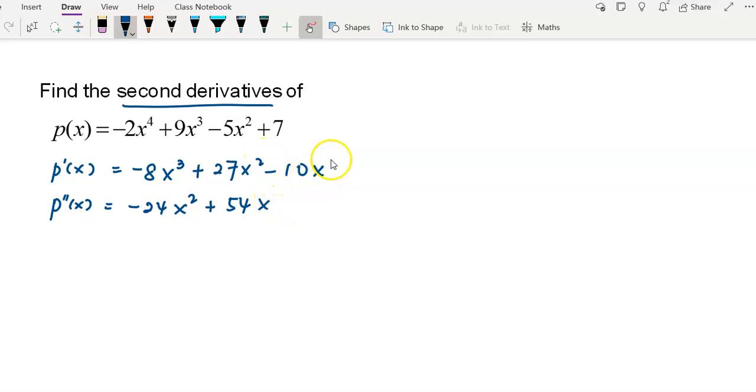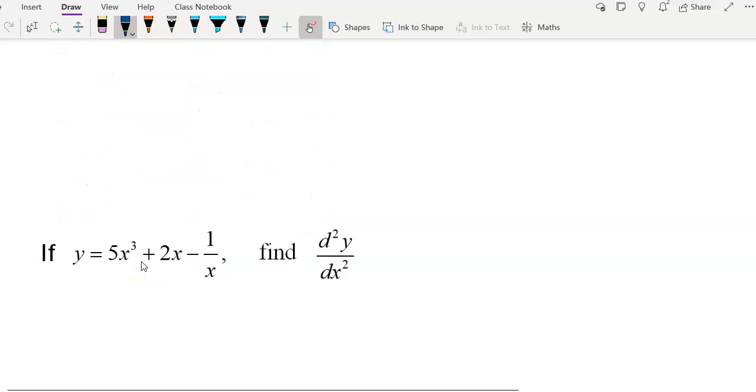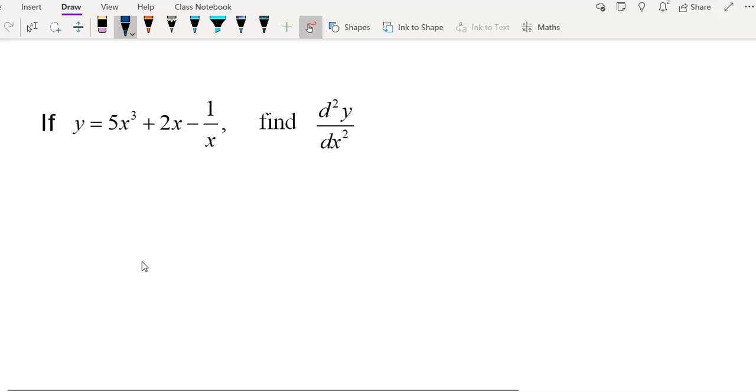Negative 10x, which is x to the power of 1. 1 multiplied by negative 10, you get negative 10. And x to the power of 1 minus 1, which is x to the power of 0, is equivalent to 1. So you have this term as negative 10. And this is your final answer for your second derivative. So now we proceed to the next example.